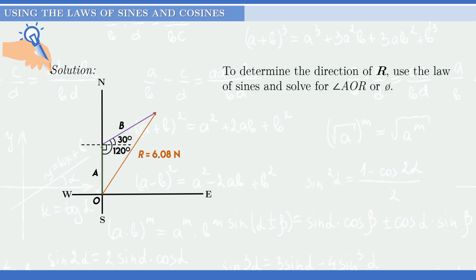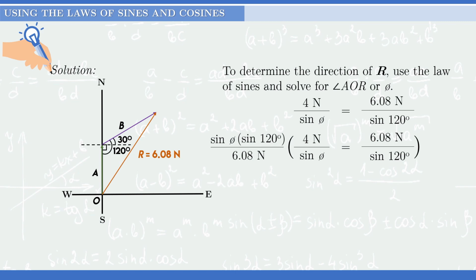Now to determine the direction of the resultant, we use the law of sines and solve for the angle AOR, or phi. We have 4 Newton over sine phi is equal to 6.08 Newton over sine 120 degrees. Multiplying both sides by sine phi times sine 120 degrees over 6.08 Newton, we obtain 4 Newton times sine 120 degrees over 6.08 Newton is equal to sine phi.